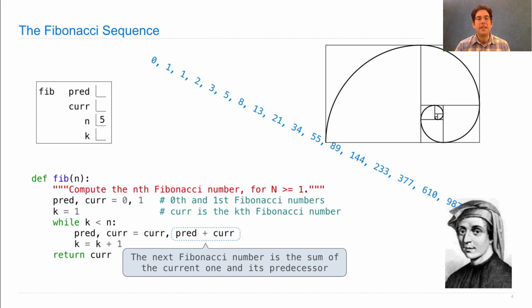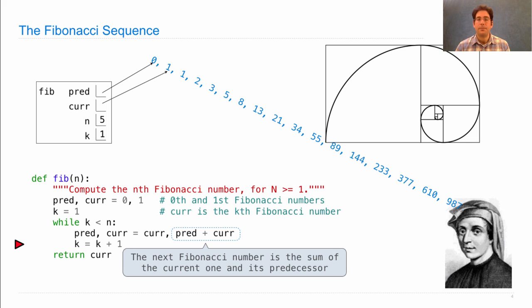In the environment diagram for this example, we're keeping track of the names pred, cur, n, and k in a local frame for calling the fib function. n never changes. So if we're trying to find the fifth Fibonacci number, which is 5, then n would be 5 at the beginning, pred and cur would be 0 and 1, and k would be 1.